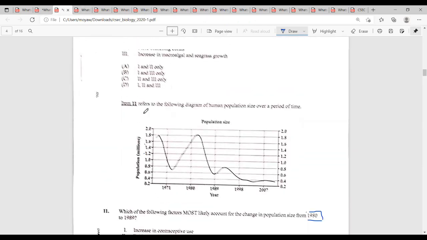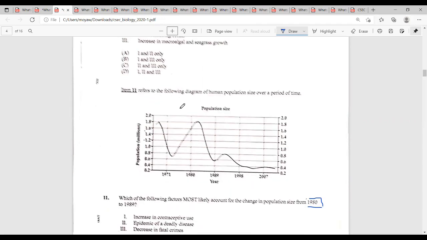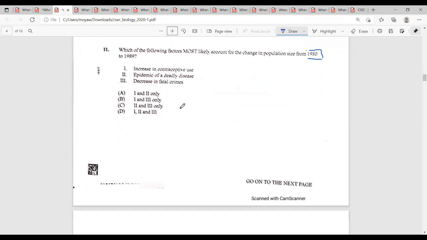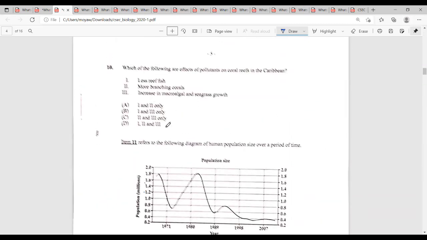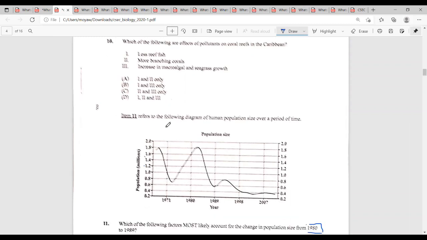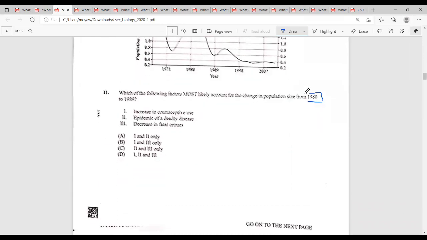Just so you guys can see, it's the same paper. This is the same thing. Which of the following are effects of pollutants on coral reef in the Caribbean? So you can see it's the same paper that we're using. It's just that this one wasn't taken well and the other one was not taken well anyways, but at least it's a little bit better because we can actually make out the words. But like I said, 1980 is missing, so I just showed you here so you can see what was on the paper. So we're going back.